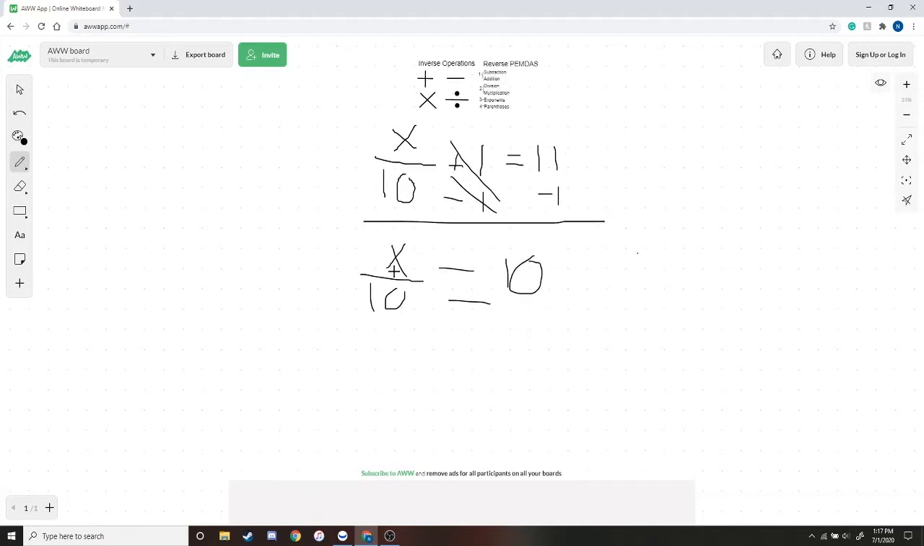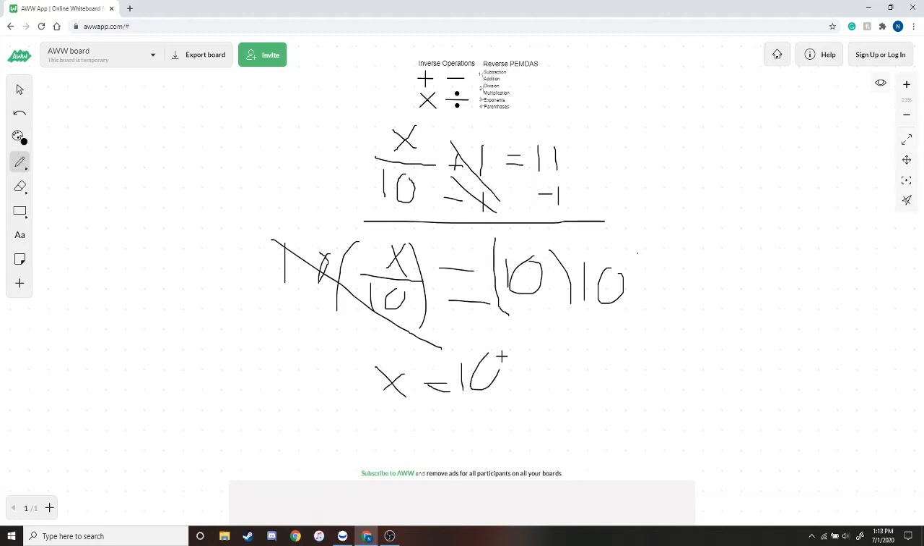Now, we need to get rid of this division of 10 on the x. To do this, we multiply by 10 because it's an inverse operation. So these 10s cancel out, and we're left with times 10 on the other side, because whatever you do on one side, you do the other. So we're left with x is equal to 100, and that's your answer.